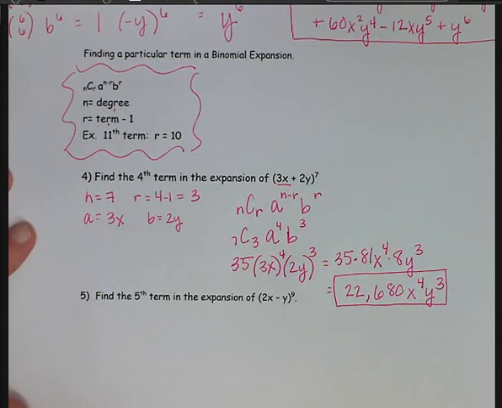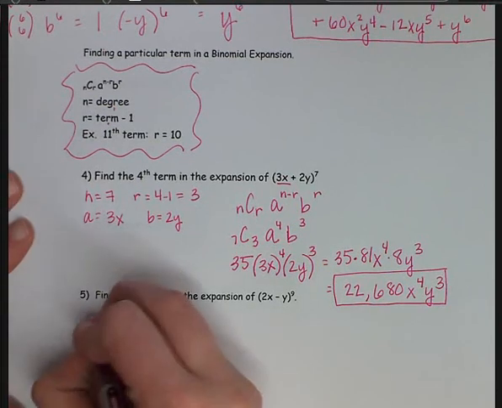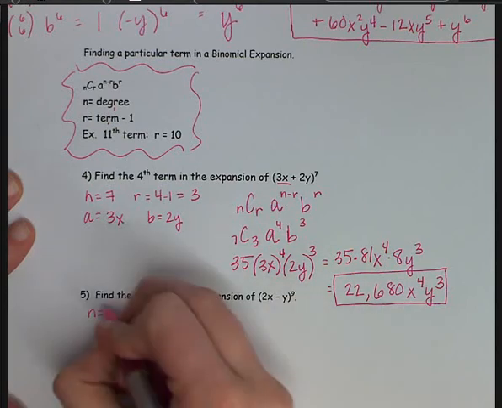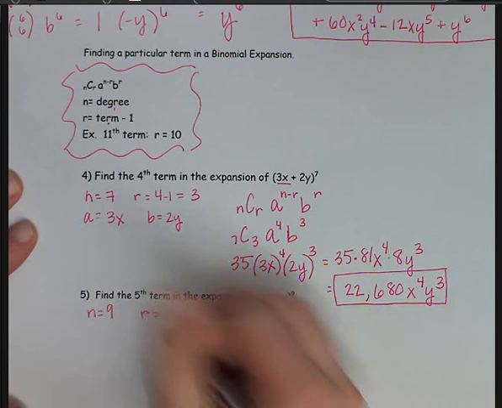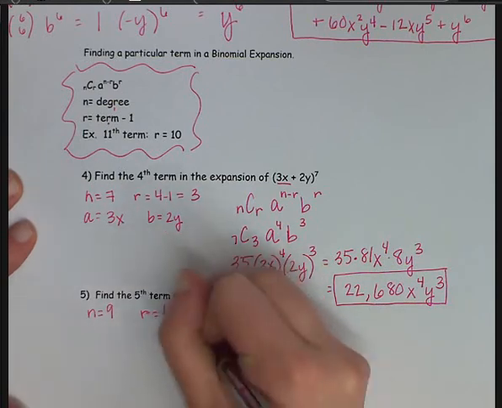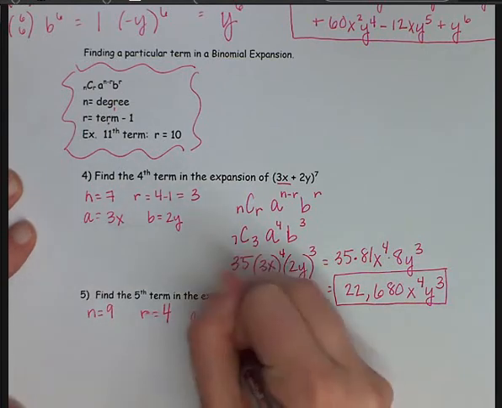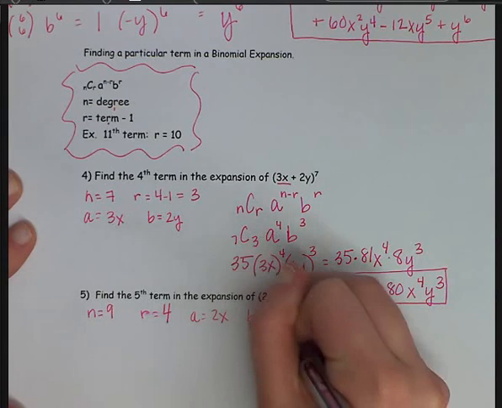Alright, so here we go. My n, my exponent, is 9. My r is the term I want to find, the 5th term minus 1, so 4. My a is 2x, and my b is negative y. So I'm going to plug this in.